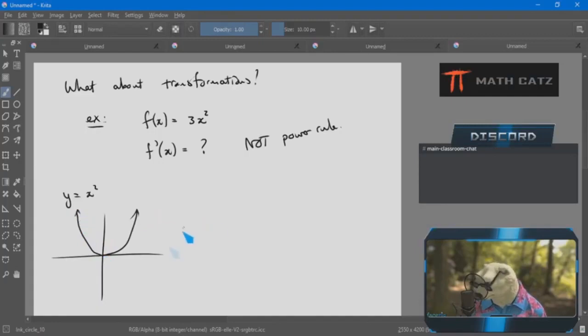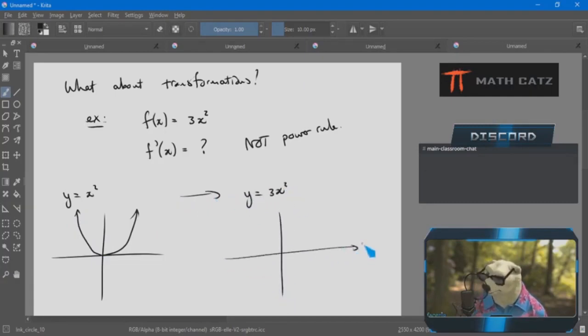I'm going to go with this one because it's not going to get any better. And I transform it to 3x squared. What is happening to the graph? Everything gets stretched a little bit, right?